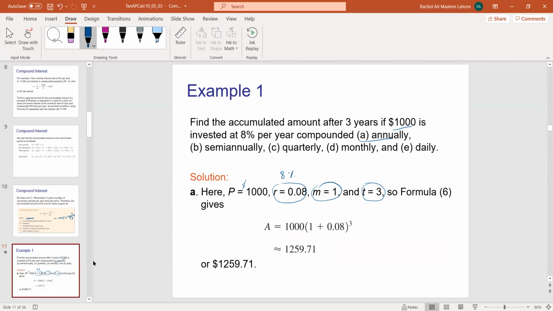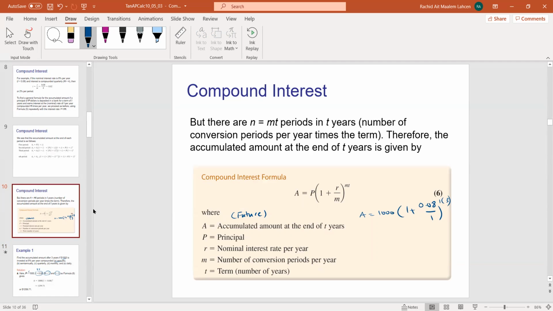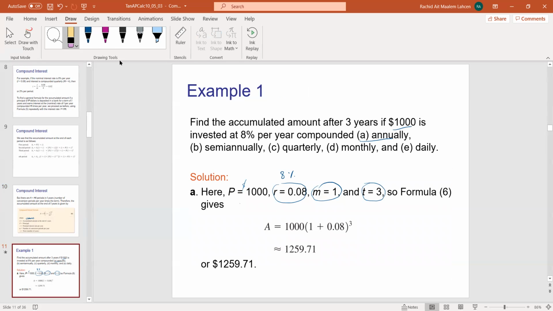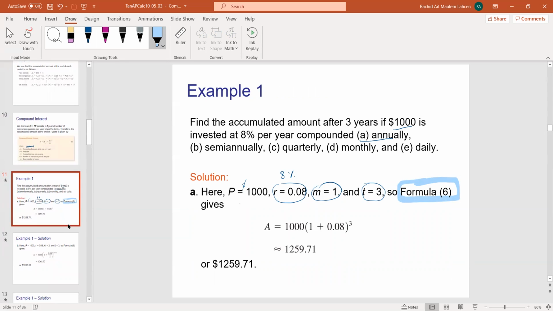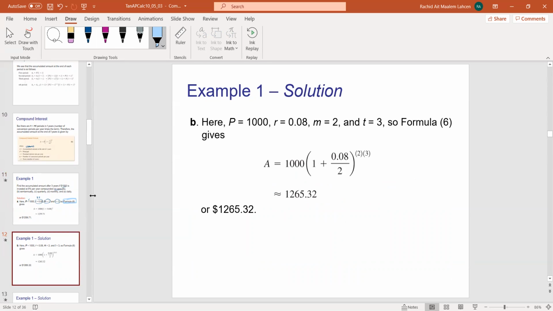So 1,000, 1 plus, you see, 0.08 over 1 is 0.08. Power 3 is that, right? So this is the previous one, or let's just say formula 6. And you get $1,259.71. So let's look at if it's semi-annually, right, which means twice a year.